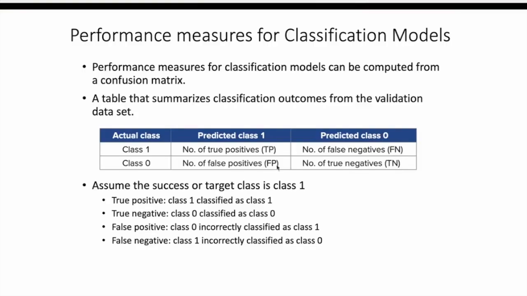We have false positive, a class 0 observation that is incorrectly classified as a class 1 observation by the model, and we have false negative, a class 1 observation that is incorrectly classified as a class 0 observation by the model. False positive is positive because the model said 1, but this is false. It should be 0, right? Here, the model said 0, negative, and this is false. It should be 1, right? So this is the way that we try to memorize this table.